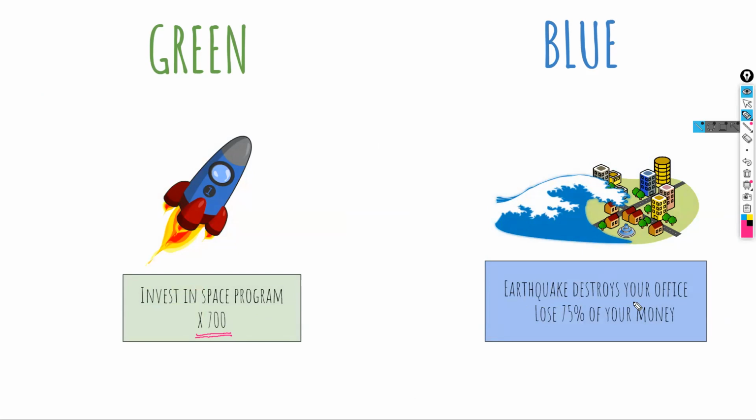Sorry to say, an earthquake destroyed the office of those who chose blue. You lose 75% of your money. So if you lose 75%, that means you're left with 25%. So take whatever money you have for the blue people and multiply it by 0.25, because you are only left with a quarter of your money. So do the relevant calculations and update your financial records. Congratulations to those who chose green. Thanks, Jordan. Thanks. I'll hold you to that.